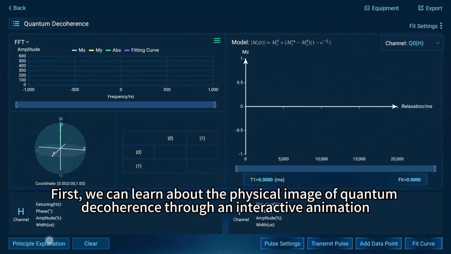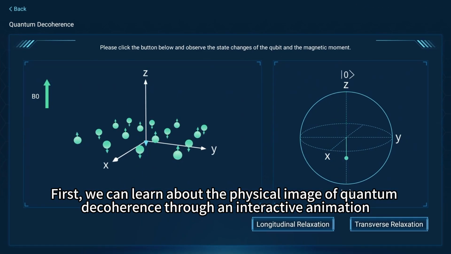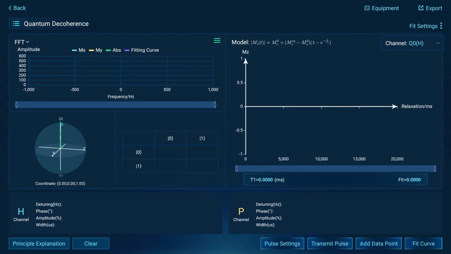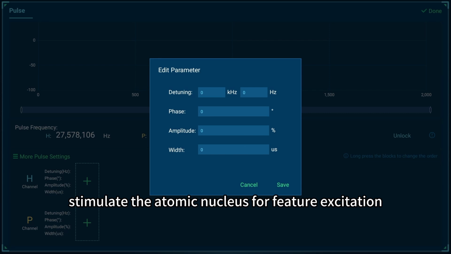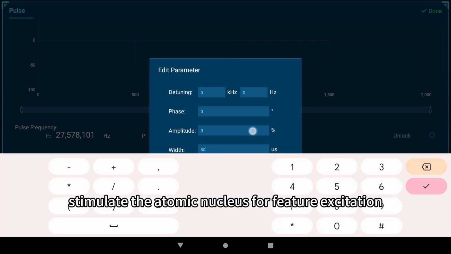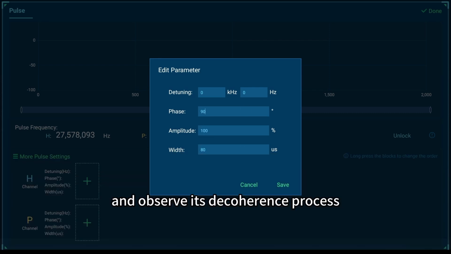First, we can learn about the physical image of quantum decoherence through an interactive animation. Next, arrange reasonable experimental operations according to the content of the experimental guide, stimulate the atomic nucleus for feature excitation, and observe its decoherence process.